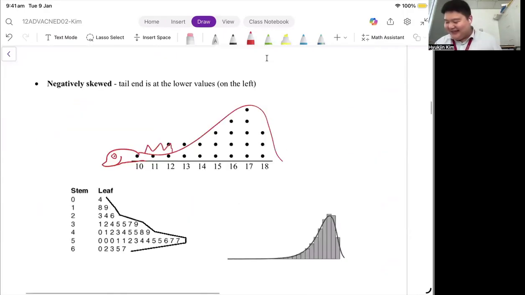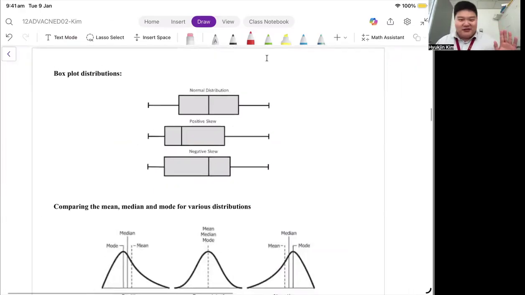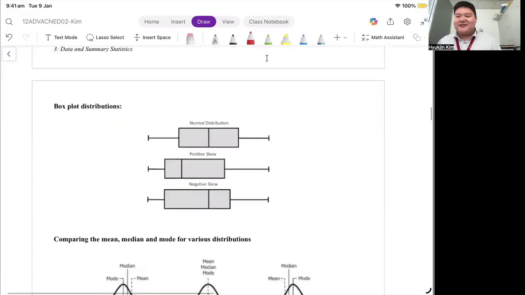Okay, so anyhow, box plot distribution. I lost the train of thought. The skew thing was too funny to me.